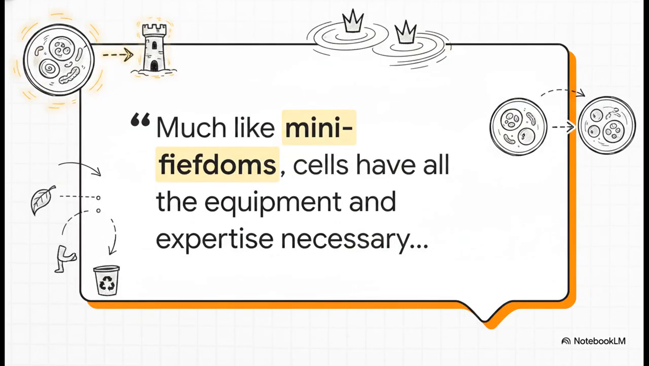Our sources use this brilliant analogy that I absolutely love. They describe cells as mini fiefdoms, because even though they're microscopic, they have all the equipment and expertise necessary to carry out the functions of life completely on their own. A single cell can eat, it can grow, it can move around in response to its environment, a process called chemotaxis. It performs its own maintenance, recycles its parts, gets rid of waste, and even replicates itself. It is, quite literally, a fully functioning, self-sustaining little world.